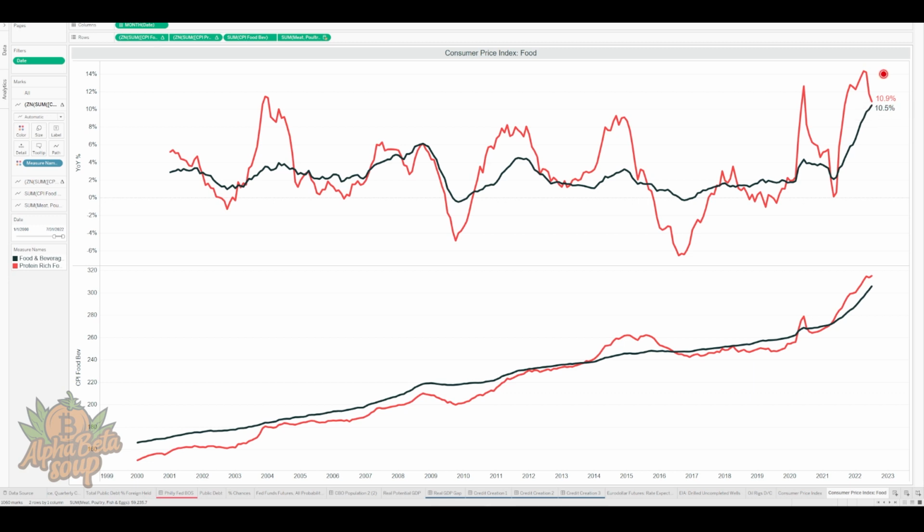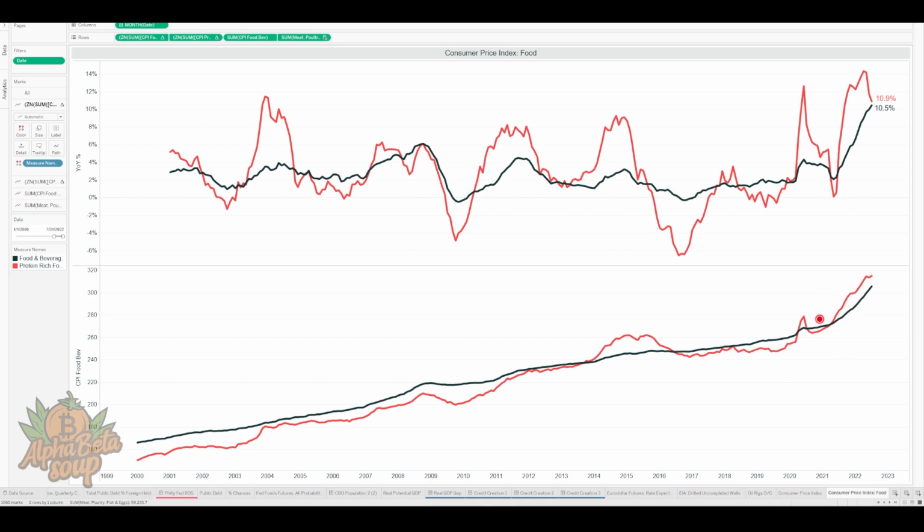Now, protein-rich foods, they have come down a little bit. That particular sector of the economy has seen a slowing down of prices. But remember, the way that we measure CPI is a year-over-year rate of change. So when that rate of change slows down, as long as it is still above zero, it's still a positive change. It still means that prices are going up. And in this case, they're still rising at a relatively quick pace compared to history.